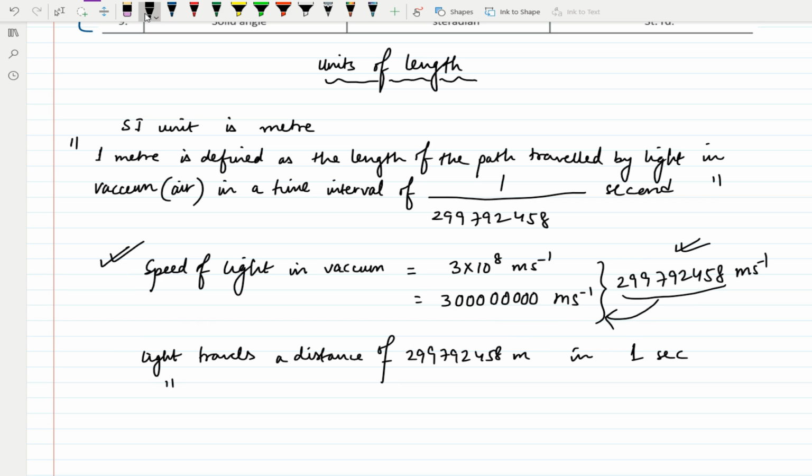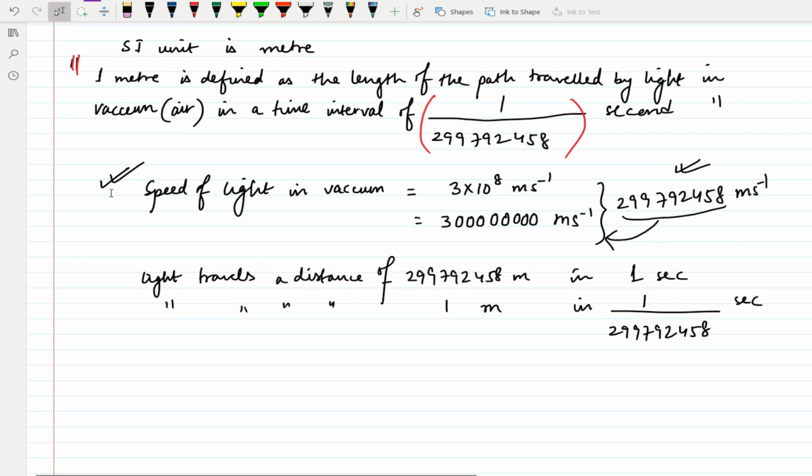If we use the unitary method, we can say light travels a distance of 1 meter in 1 upon 299,792,458 second. So you can see the definition now. 1 meter is defined as the length of the path traveled, that means the distance traveled by light in vacuum in a time interval of 1 by 299,792,458 of a second. So this is the definition of meter.